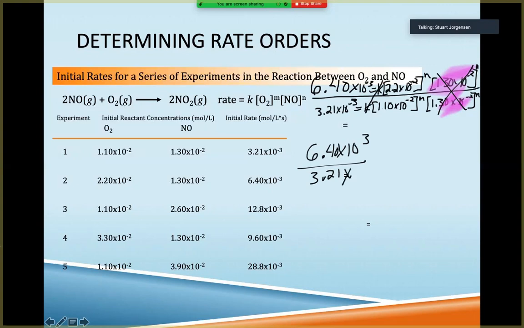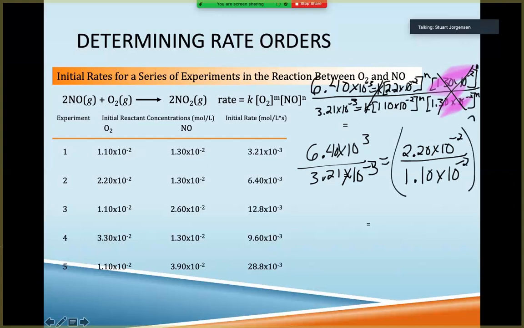Times 10 to the negative third is now equal to our 2.20 times 10 to the negative second over 1.10 times 10 to the negative second, and that's raised to the nth. If both of these are raised to the nth, we can say this whole fraction is raised to the nth, which is really nice because we're trying to find one of those exponents. If we pick two that are the same for one of our concentrations, they drop out. In this case, the nitrogen monoxide is dropping out. And now we can actually solve.